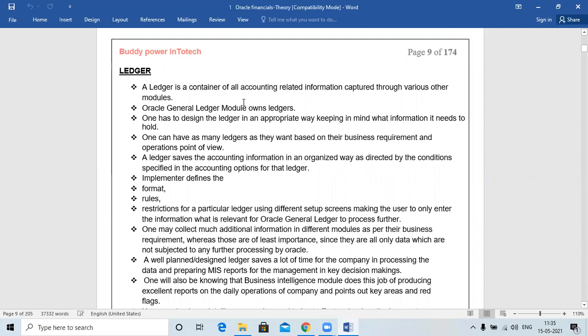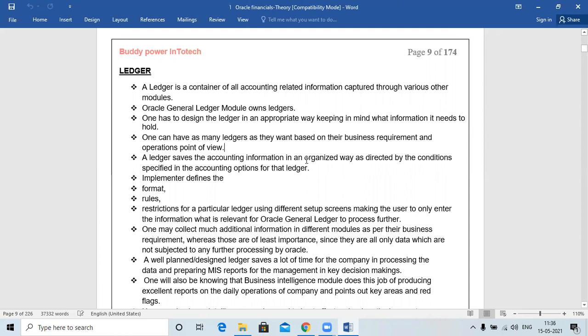Now we can see what a ledger is. A ledger contains all accounting-related information captured through various modules, like AP, AR, fixed assets, and cash management. The Oracle General Ledger module owns all the ledgers. One has to design the ledger in an appropriate way, keeping in mind what information it needs to hold. One can have as many ledgers as they want, based on business requirements and operations.